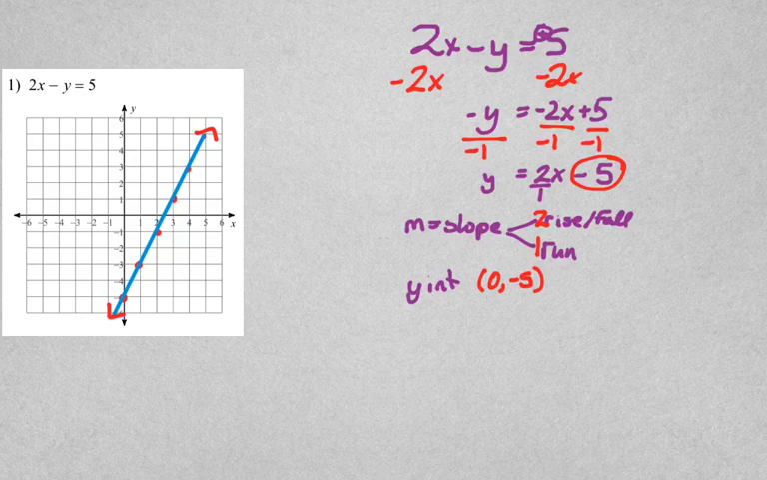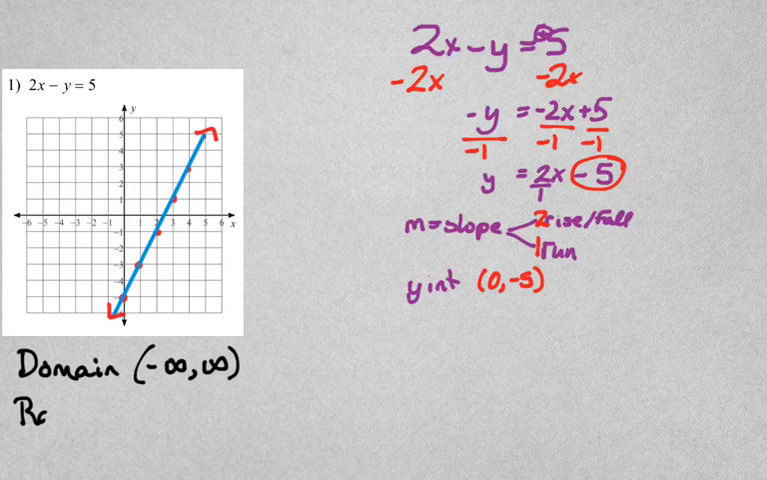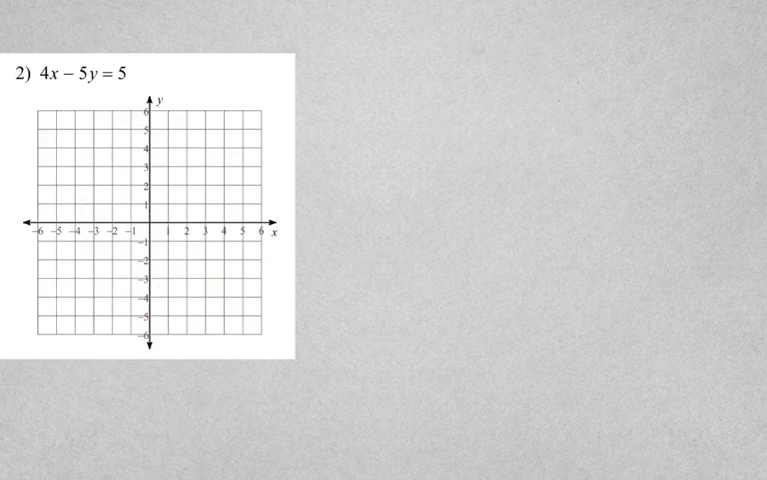The next part of the question asks me what is the domain and range. For these, anytime you have a linear equation, the domain is always from negative infinity to positive infinity, and the range is the same thing. Let's do another one.